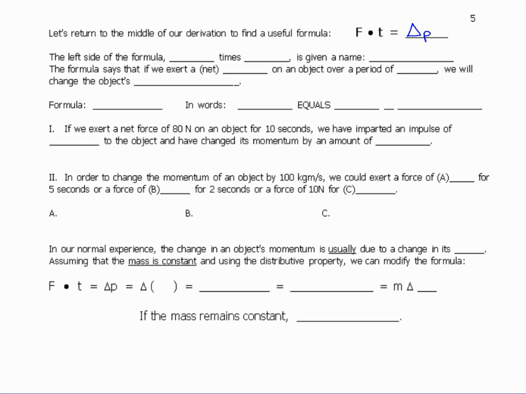On the left side of the formula, force times time is given a name: impulse. The formula says that if we exert a net force on an object over a period of time, we will change the object's momentum.